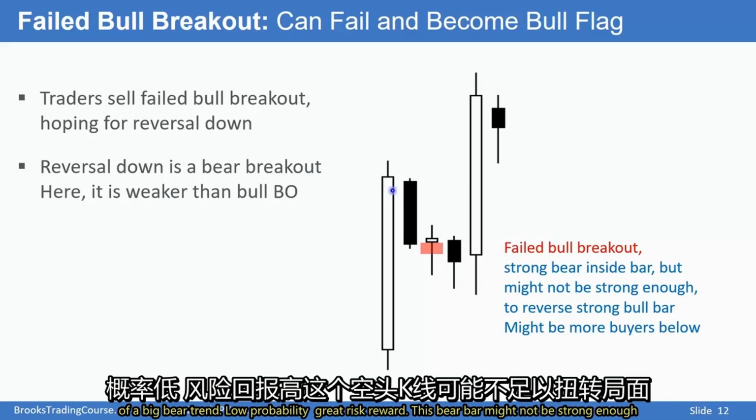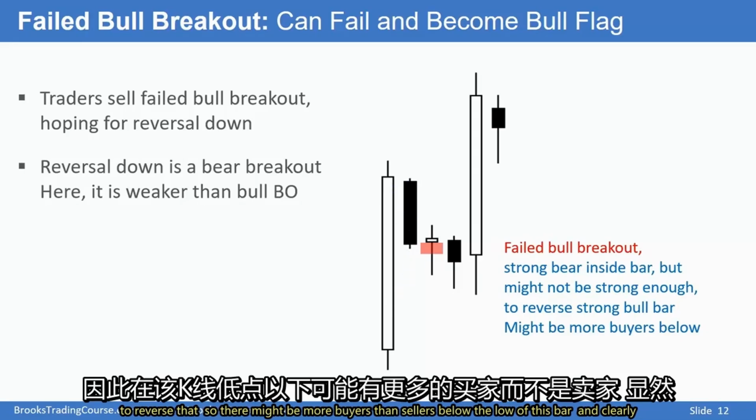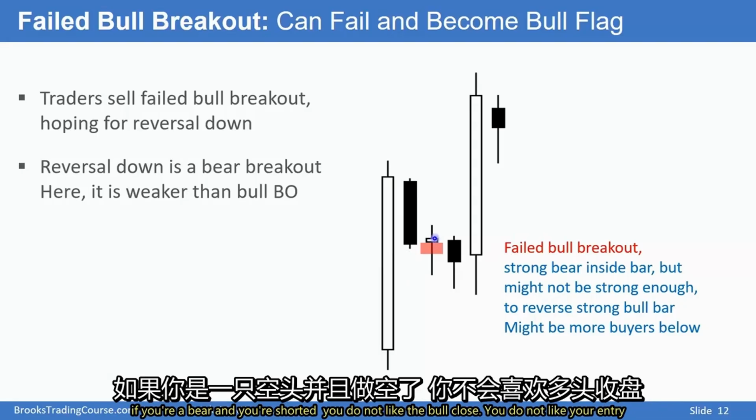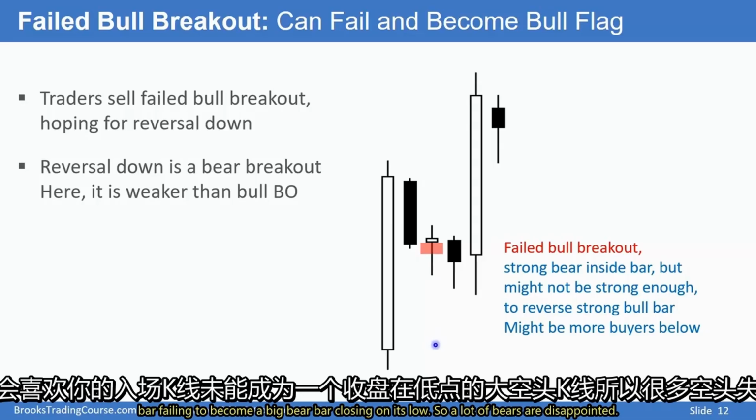This bear bar might not be strong enough to reverse that. So there might be more buyers than sellers below the low of this bar. And clearly, if you're a bear and you shorted, you do not like the bull close. You do not like your entry bar failing to become a big bear bar closing on its low. So a lot of bears are disappointed.